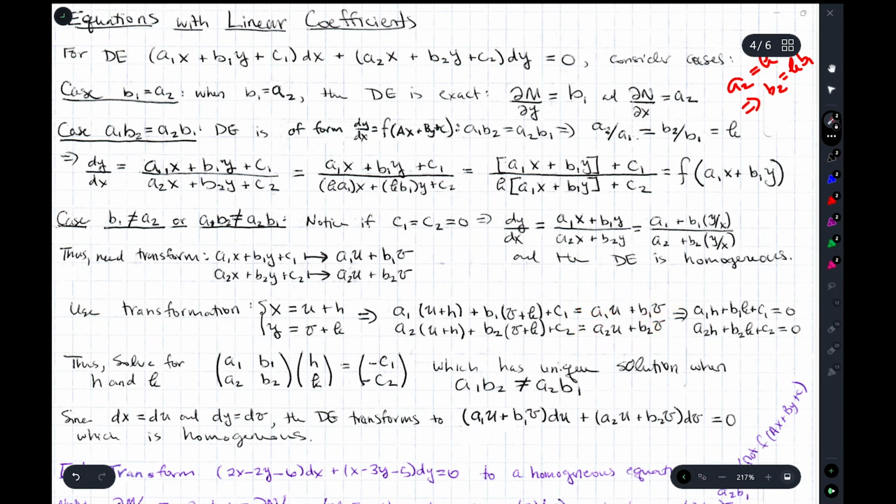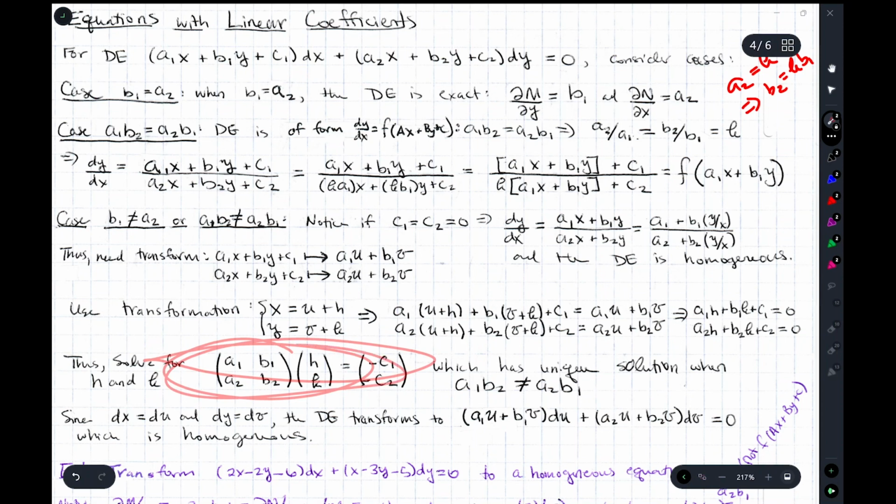And so what you could do is just distribute the A1s, distribute B1, distribute all these coefficients, and you'll see that A1U will cancel with this A1U, okay? B1V will cancel with this B1V, and you'll be left with this. And you do the same thing for the second equation, you're left with this. And now you're left with a system of algebraic equations, okay? So this is a system of linear equations. And you have two equations, two unknowns.